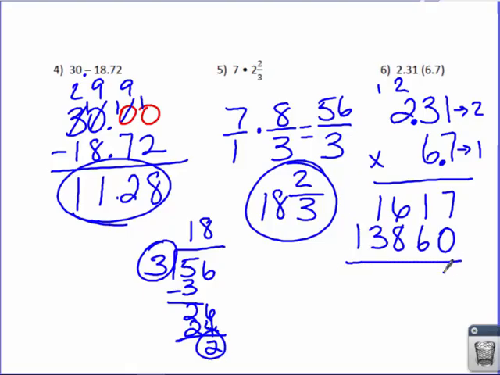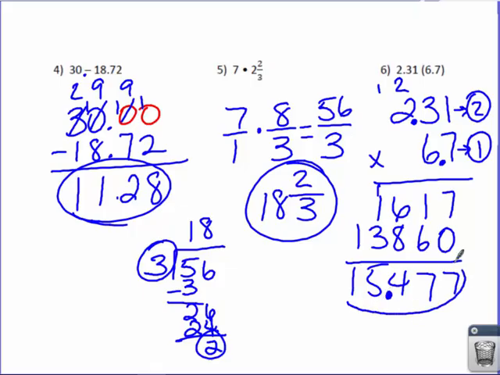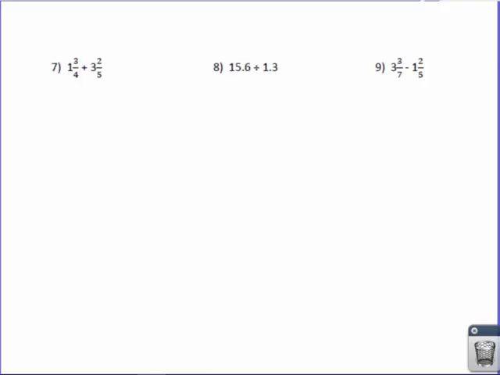And now we add. 7, 7, 14. 3, 1, 3, 4, 5. And then bring your 1 down. So we end up with 1, 5, 4, 7, 7. Now we got to take care of the decimal. I'm going to have 3 numbers behind the decimal because I had 3 in my problem. So my answer is 15.477. Okay. Next 3 questions.